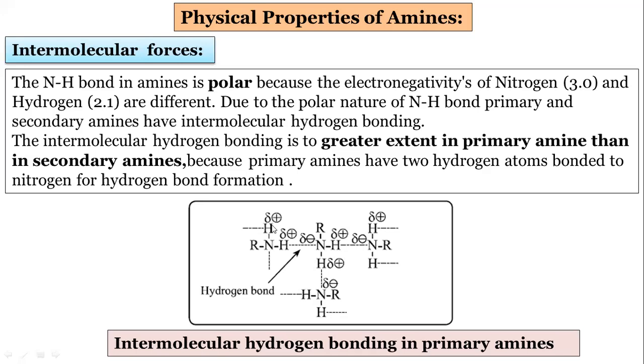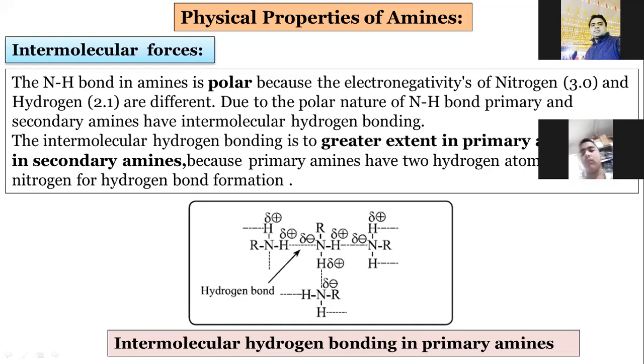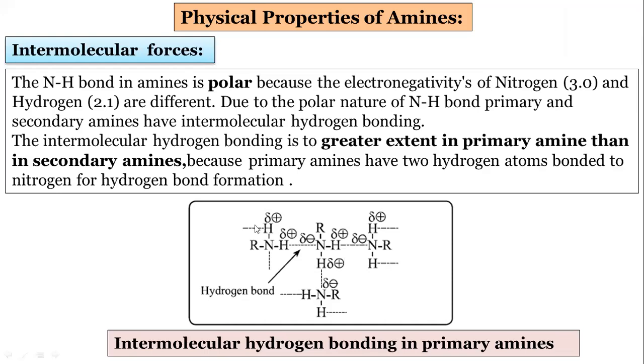These are very common things: electronegativity. In 11th standard, we learned about electronegativity, meaning the ability of an atom to attract the shared pair of electrons towards itself. This property is called electronegativity. So due to the electronegativity difference of nitrogen and hydrogen, primary amines have more intermolecular hydrogen bonding, because in primary amines there are two hydrogens attached to the nitrogen. In secondary amines, only one hydrogen is attached, so its intermolecular forces will be weak.